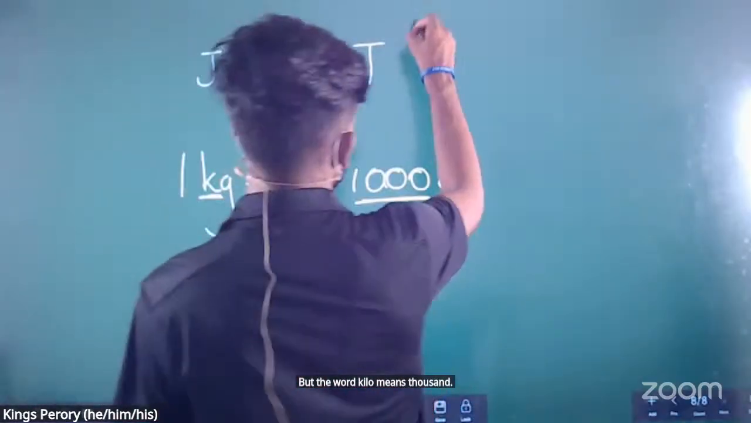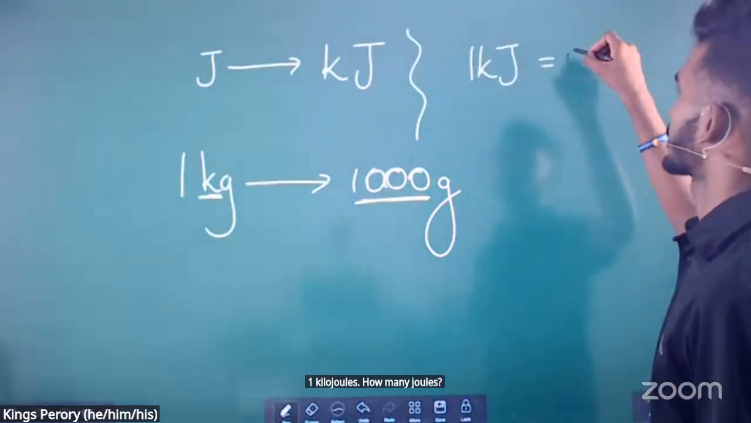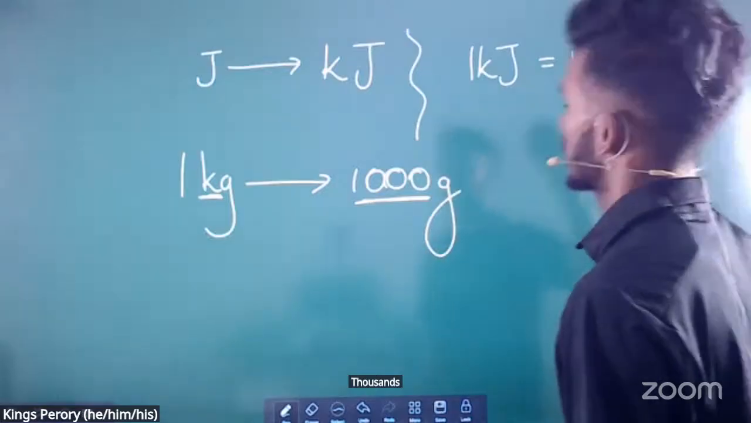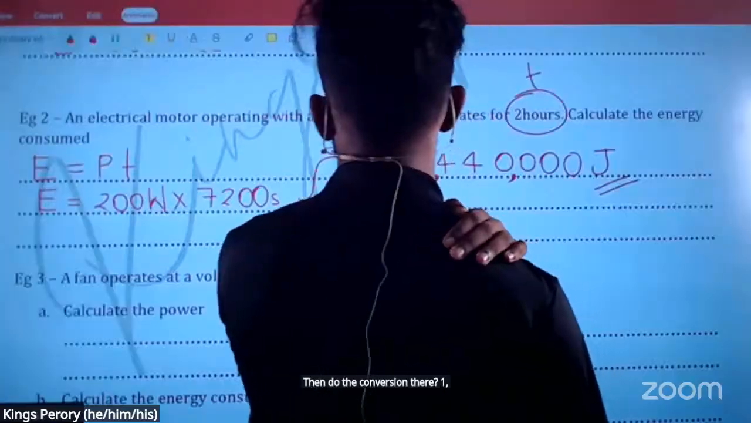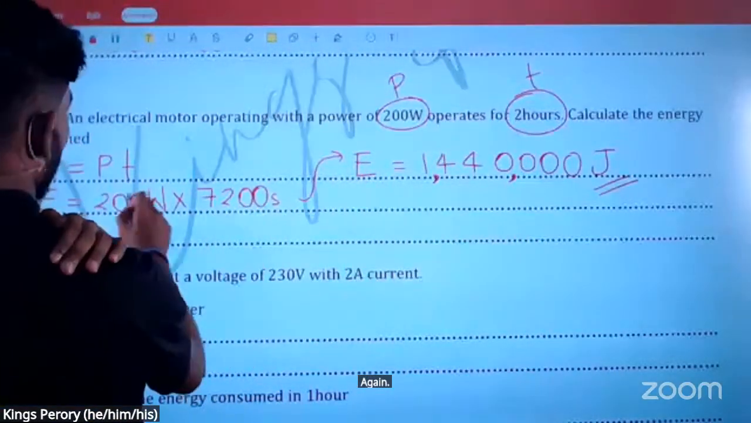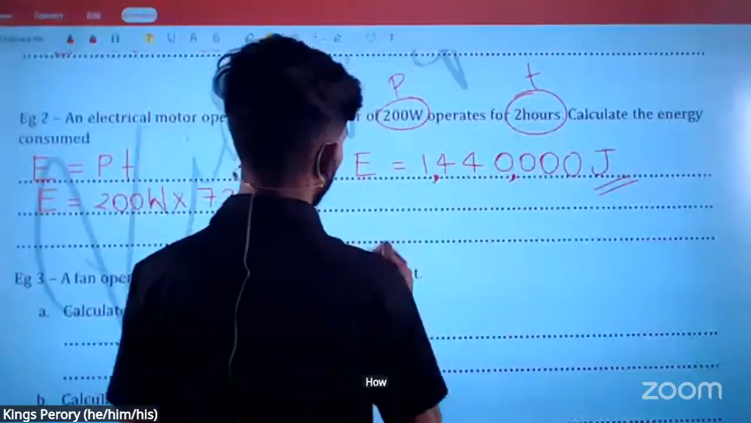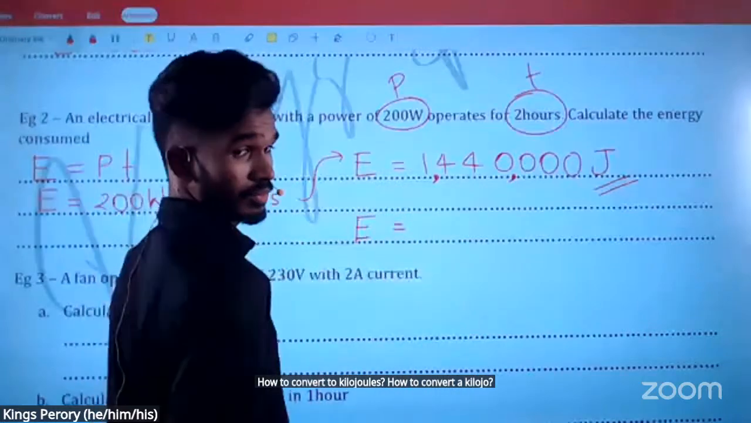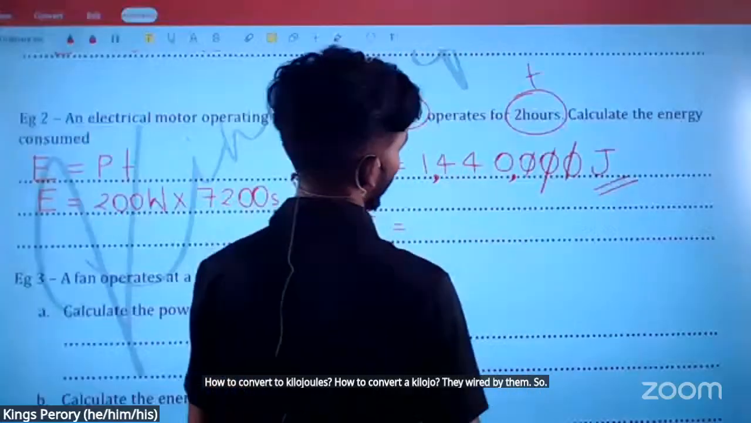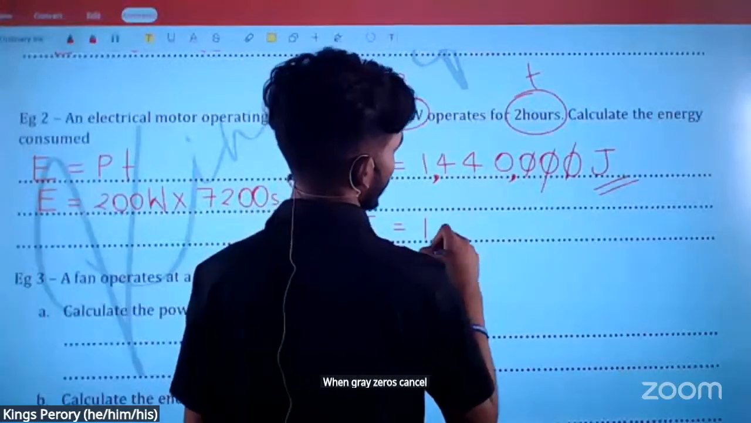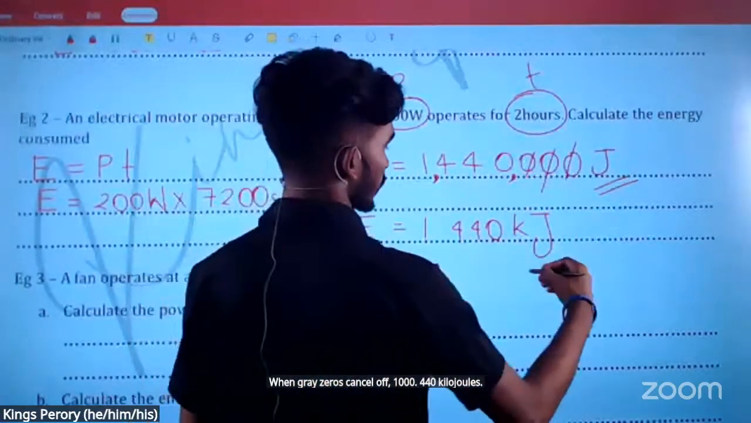Tell me, 1 kilojoule, how many joules? 1000 joules. Then do the conversion there. 1,440,000 joules, one more time. How to convert to kilojoules? Joules divided by 1000. So 3 zeros will cancel off. 1440 kilojoules.